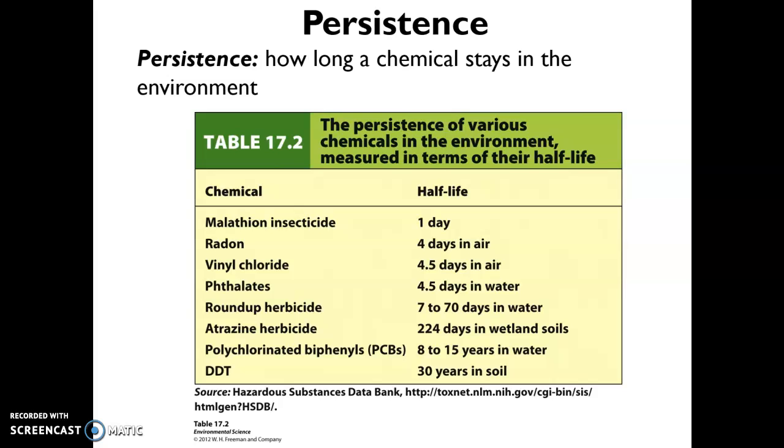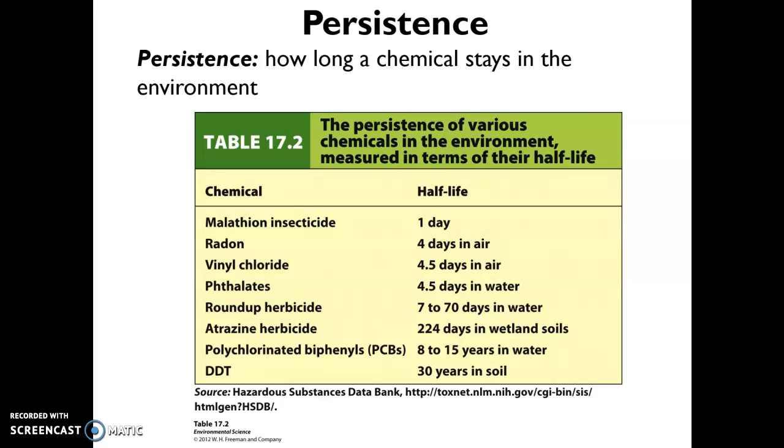Moving down the line here, you might also be familiar with Roundup. Roundup is an herbicide that's used to control what are considered pest plants. Roundup has an intermediate persistence. It can be as short as 7 days to as long as 70 days in water. So that's a more intermediate persistence, but it's still considerable.